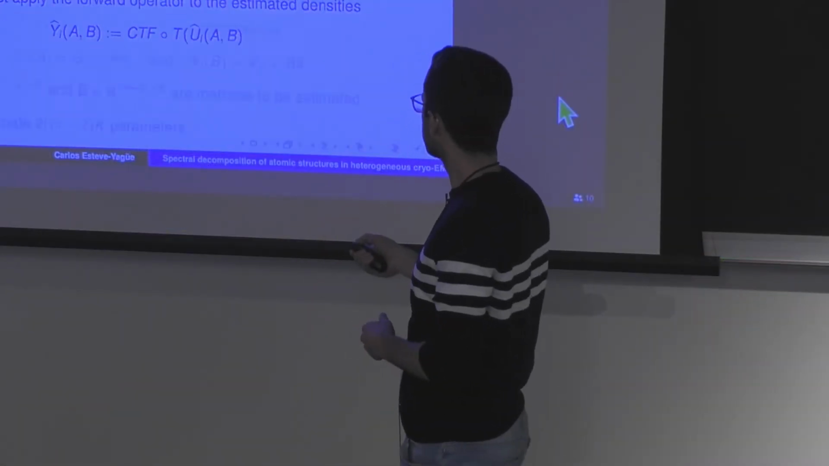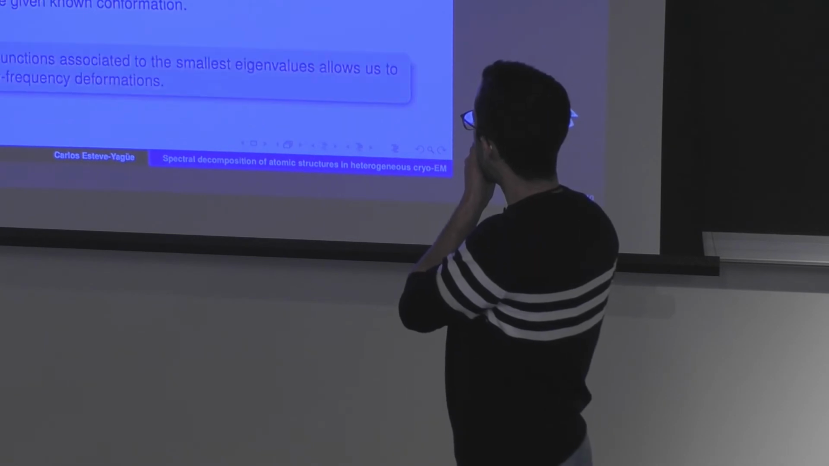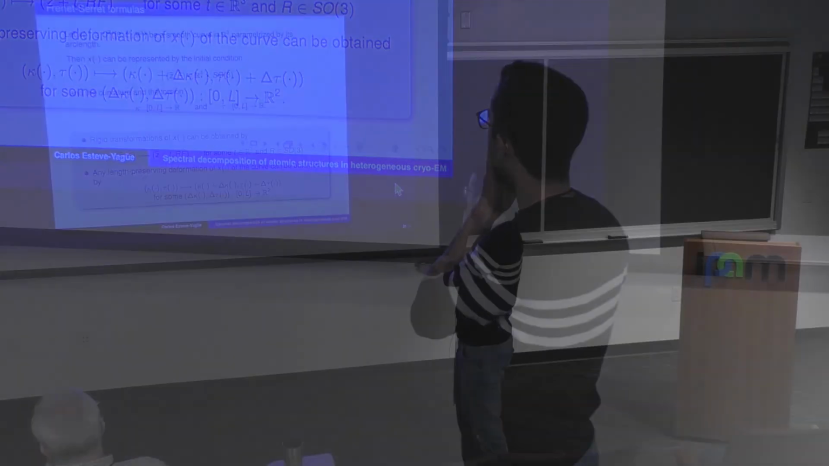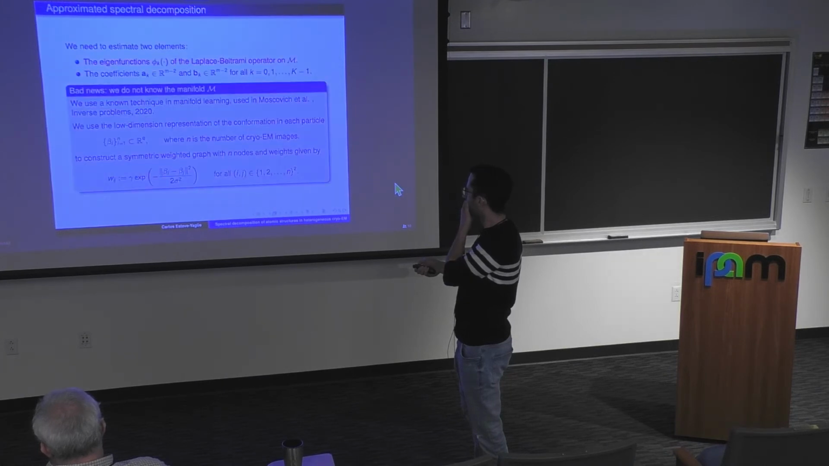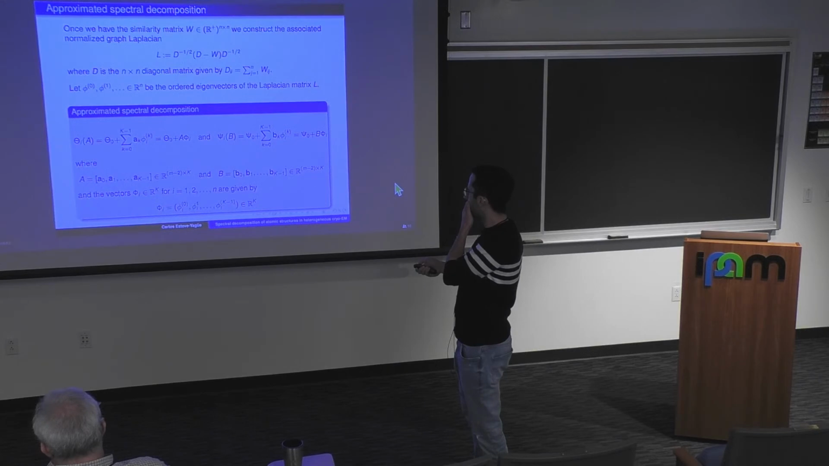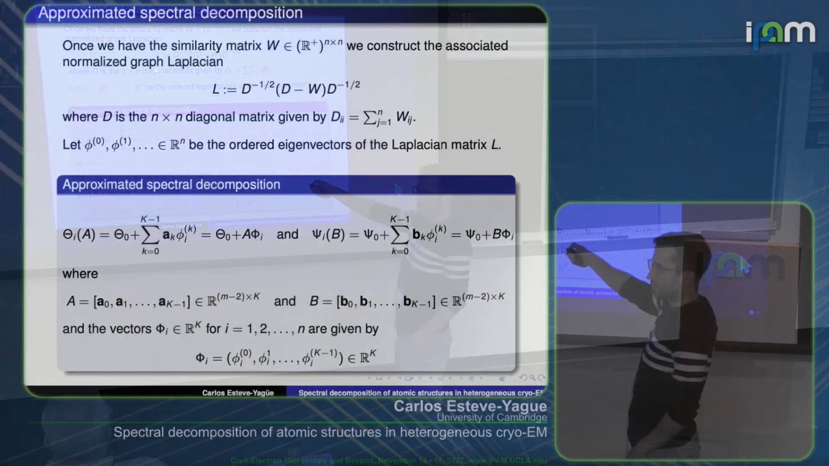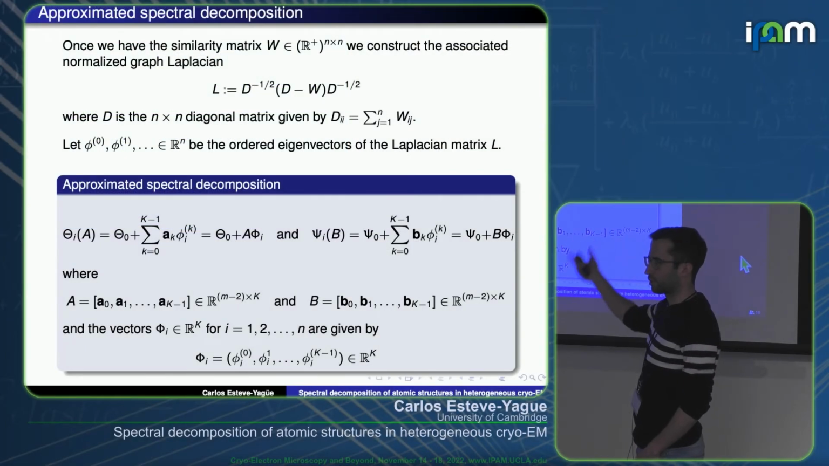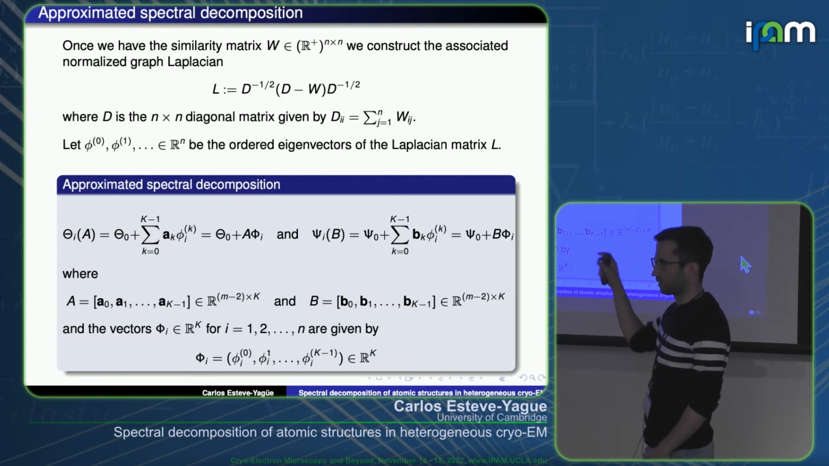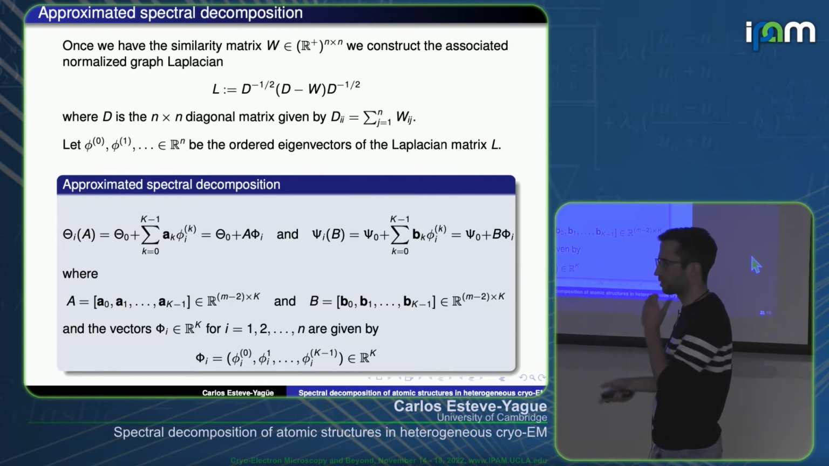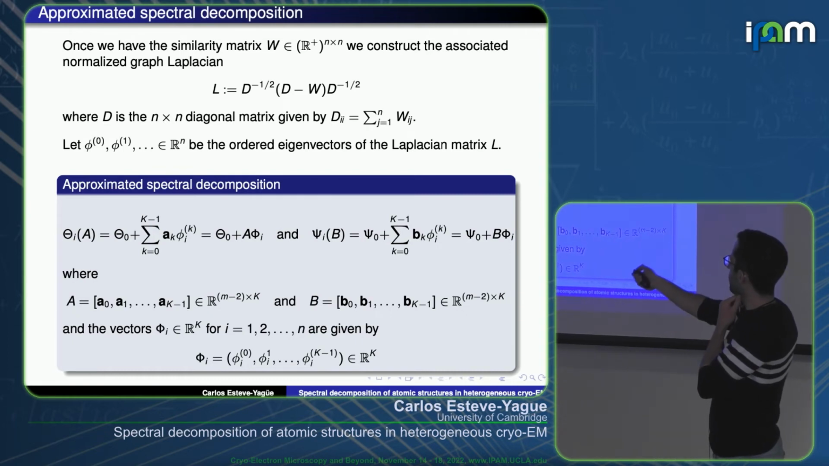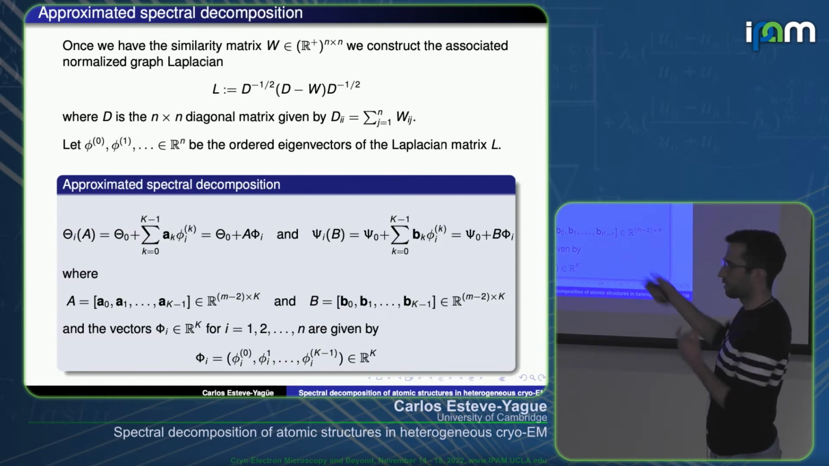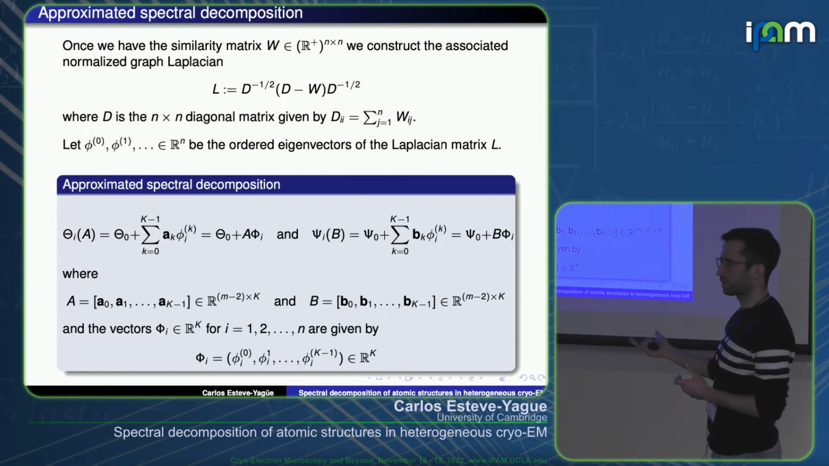So, okay, let's go back. Here we have this graph Laplacian, which is an approximation of the continuous Laplace-Beltrami operator on M, which is the manifold of conformations. And then we compute the eigenvectors, the principal eigenvectors, the eigenvectors associated to the smaller eigenvalues.